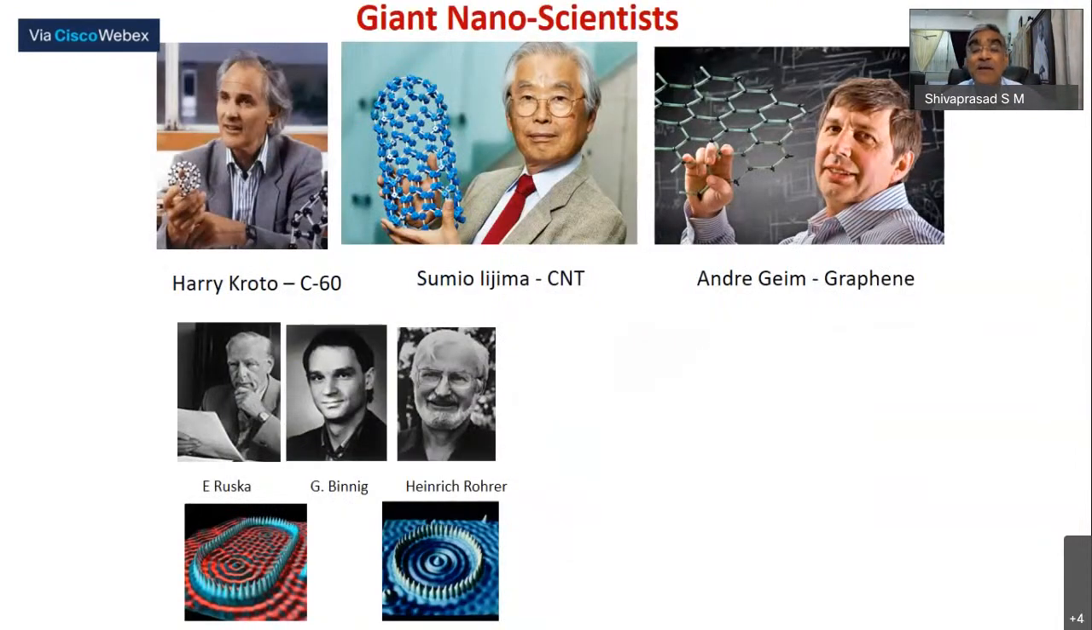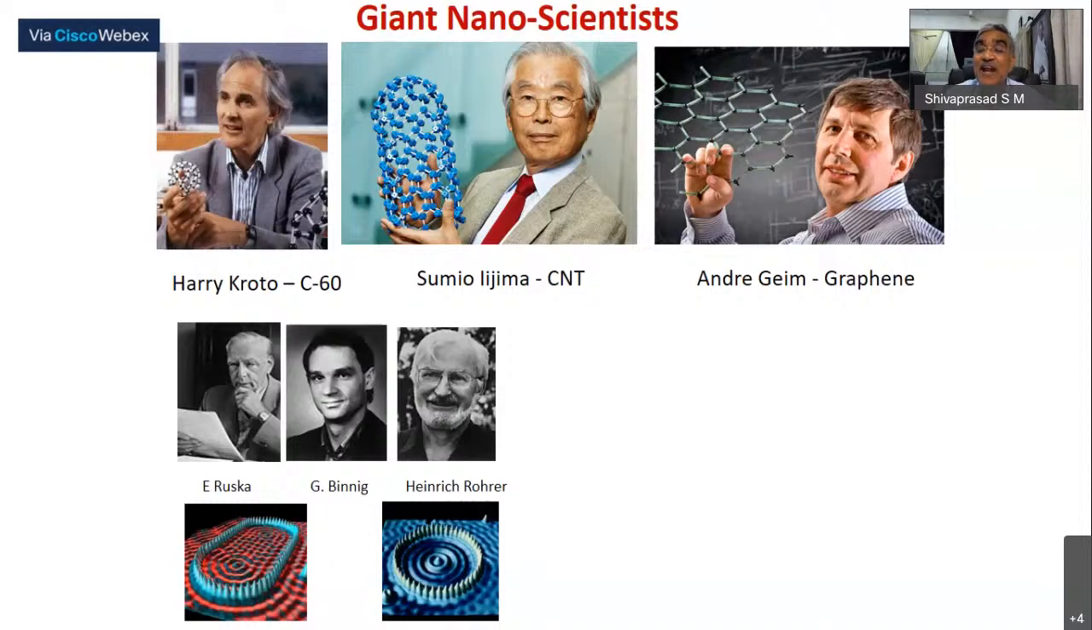Again, many people are there. Harry Kroto made the C60 molecule. Then Sumio Iijima thought, how can I make this ball into a tube? How can I stretch it into a tube? And Andre Geim asked, how can I make layers of this? There were layers of this, but he found out there are some very interesting properties of layers.